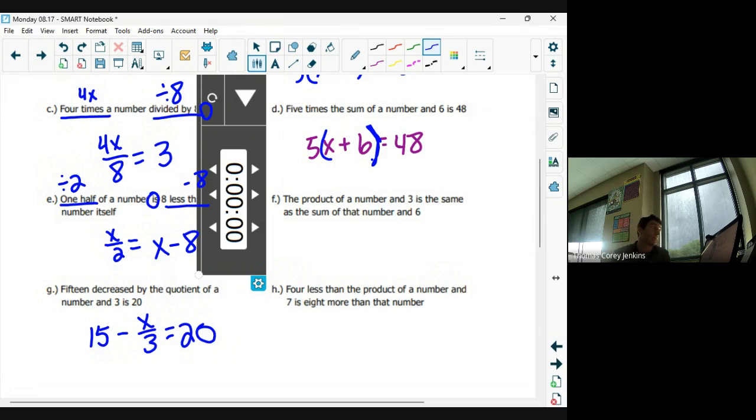What about F? Anybody want to take a stab at F? Mason, go ahead. Nice. 3x equals x plus 6, or 3x equals 6 plus x. Good job. And then what about H? I know Mason's got it. Anybody else? Anybody else? Anybody else? Cam, go ahead. 4 minus 7x.